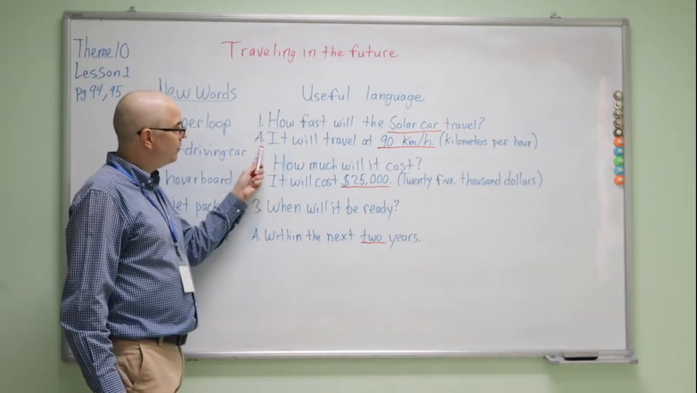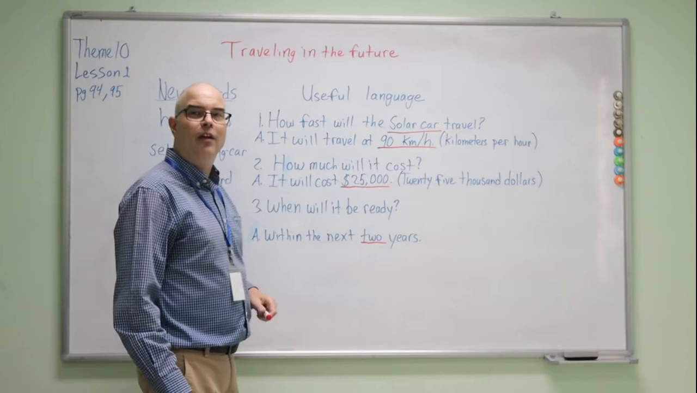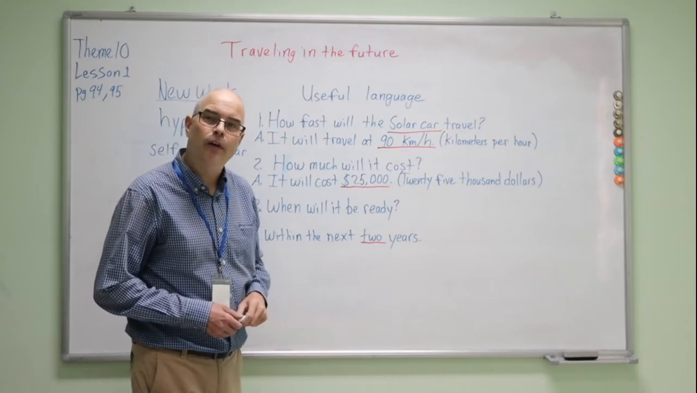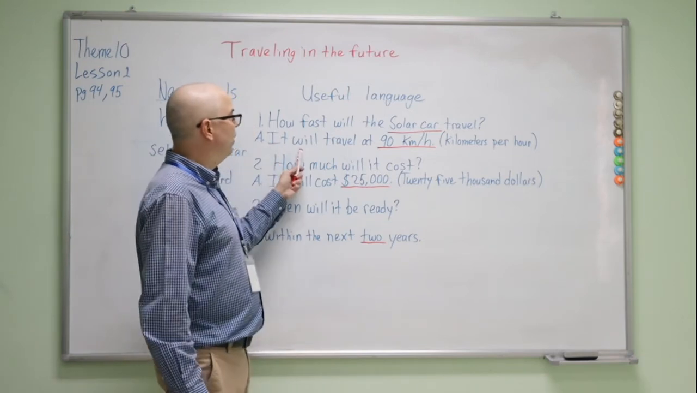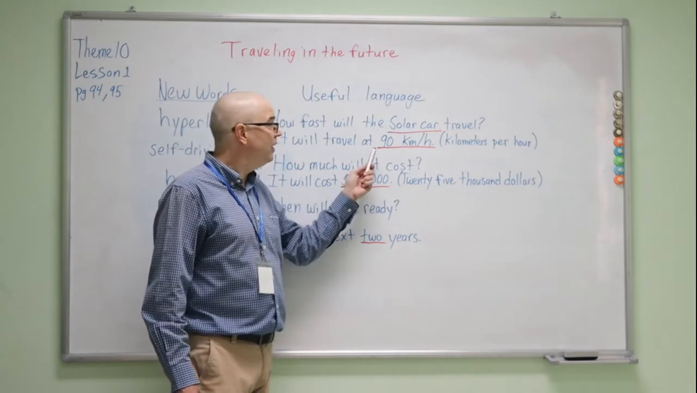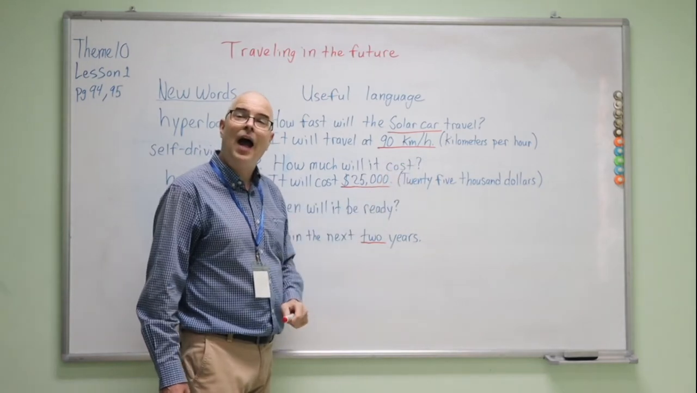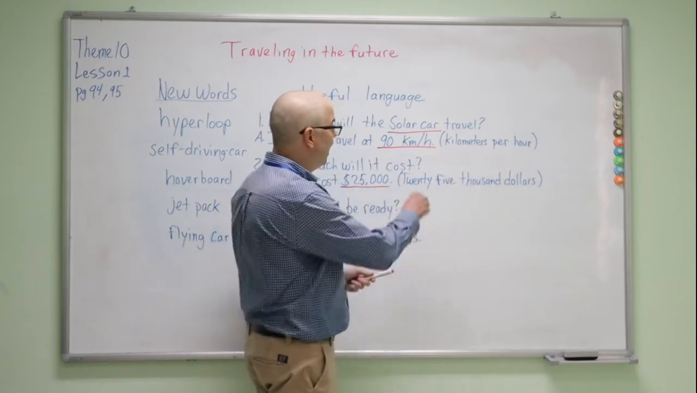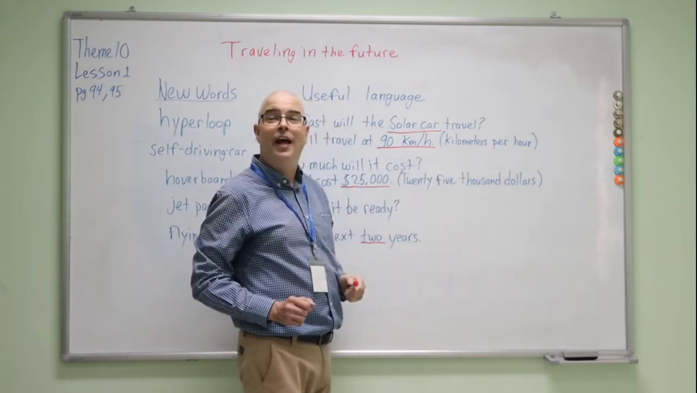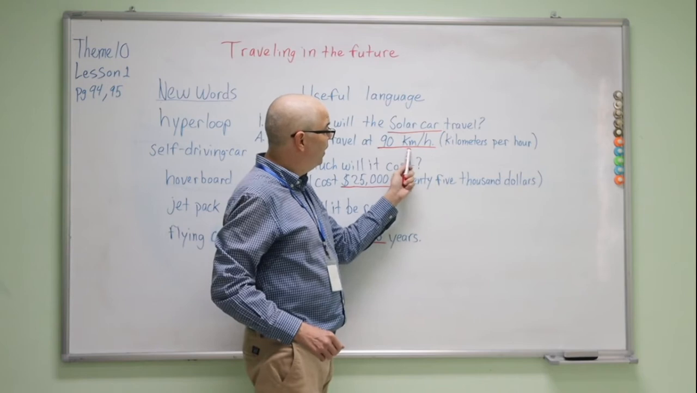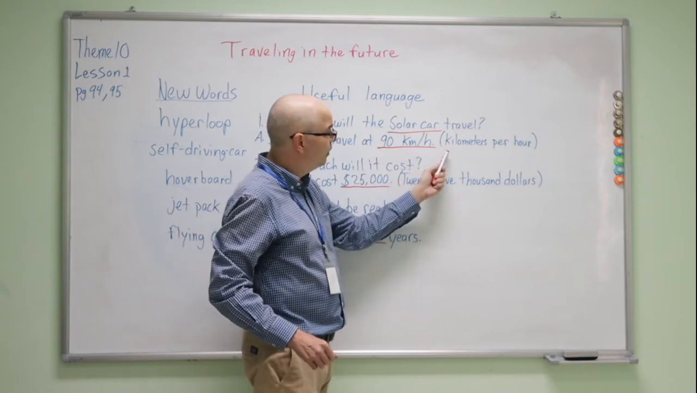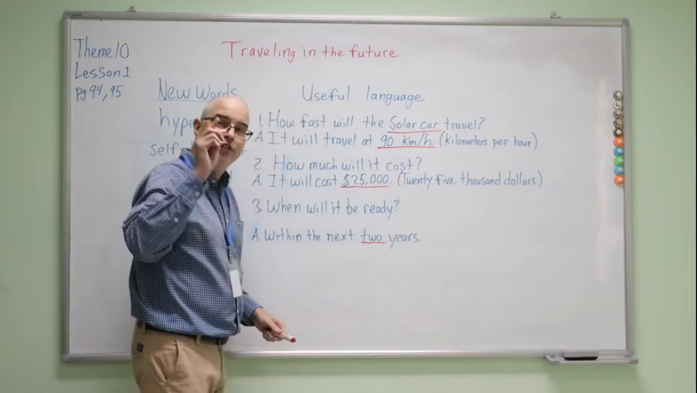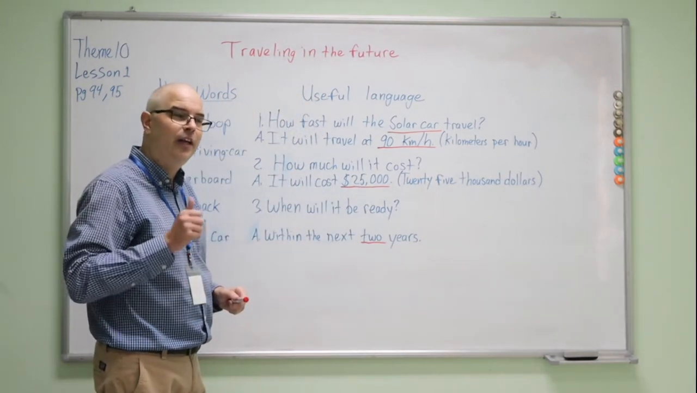Answer. It will travel at 90 kilometers per hour. Kilometers per hour. That's how you say that in English class. Can you see that? 90 km/h equals kilometers per hour. Just try to remember that English hint, please.